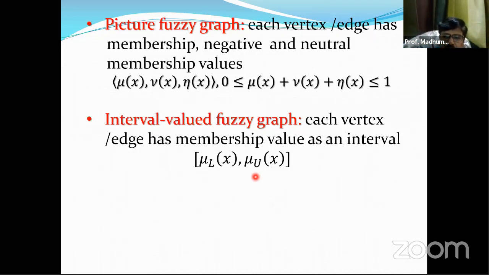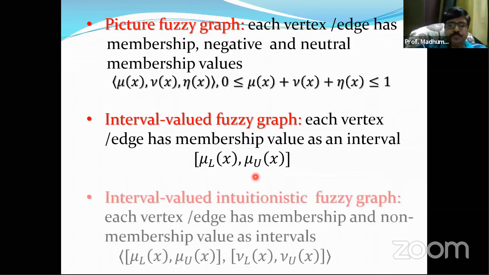So if we consider the membership value as an element, then it is a fuzzy graph. If we consider the membership value as an interval, then we can say that it is an interval valued fuzzy graph. That means if each vertex or each edge is associated with an interval number, fuzzy membership values taken as interval numbers, then it is an interval valued fuzzy graph.